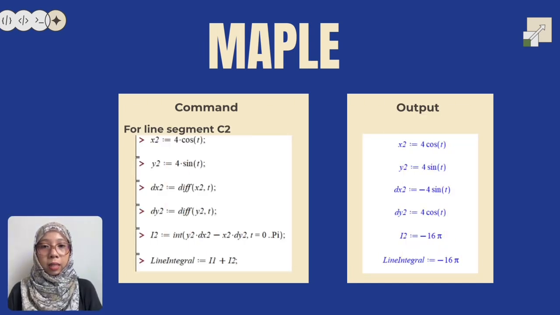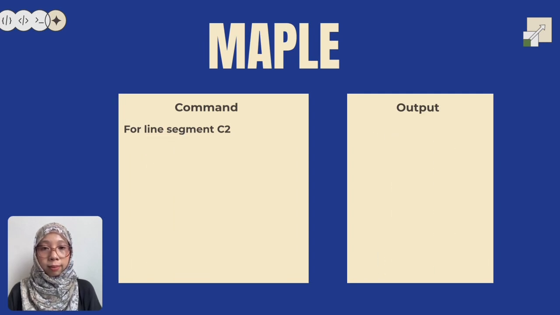Next, for the semicircle C2, we enter the parametric equations x2 equal to 4 cos t and y2 equal to 4 sin t. We calculate the derivatives and integrate from t equal to 0 to pi. Maple gives us negative 16 pi. By adding both integrals together, we get the total value of negative 16 pi, proving our manual working is correct.